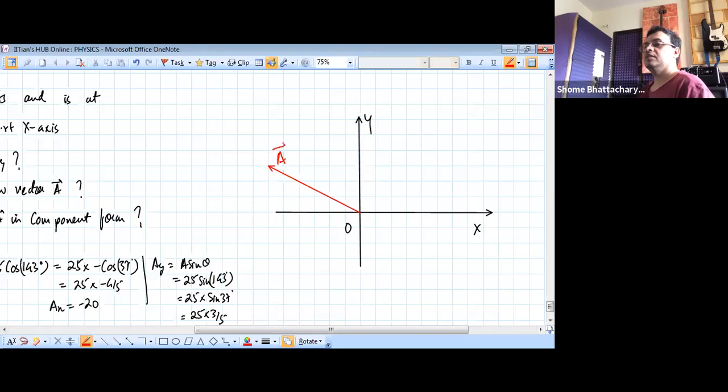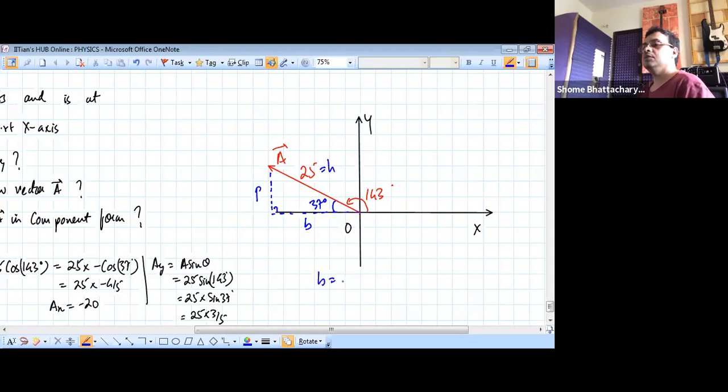So this is the vector E of magnitude 25, and this angle here is 143 degrees. That means that we can also express this smaller angle here as 37 degrees. So we can see that we write this as the base, and this is the perpendicular, and this is the hypotenuse.